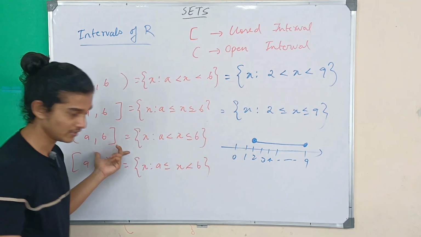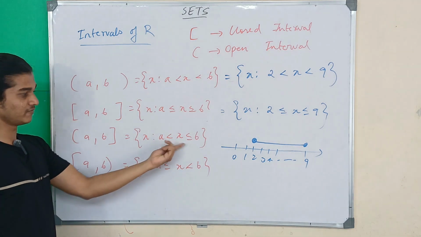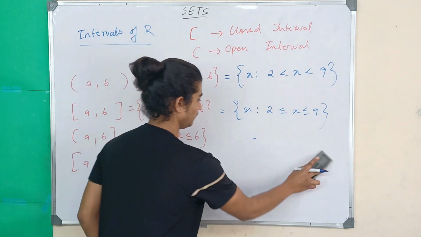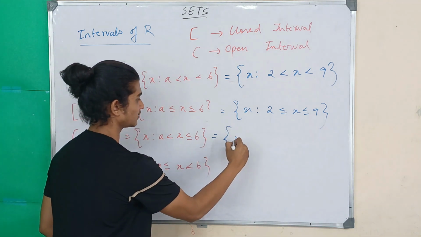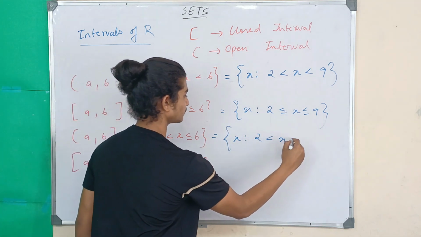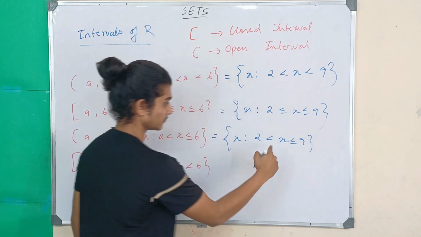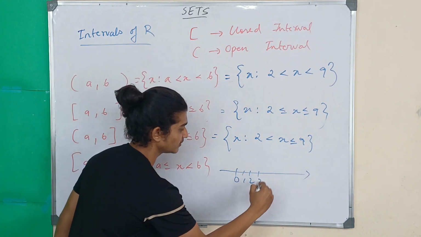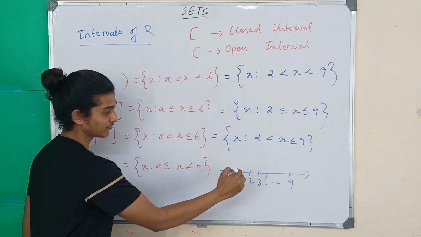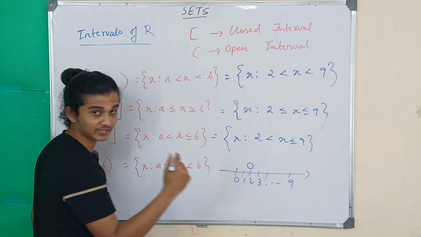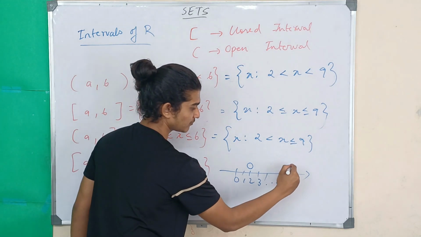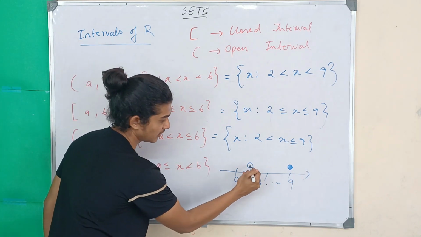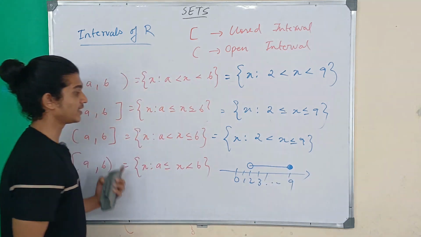For this one, one side is open and the other side is closed, which means you include one boundary and exclude the other. Let me do an example: the set of all x such that 2 is less than x and x is at most 9. On the number line we have 0, 1, 2, 3, all the way up to 9. We exclude 2, which means I write a circle on that. On 9, I have to include 9, so I shade that number. All the numbers in between are inside your set.